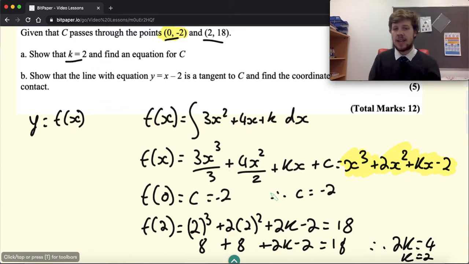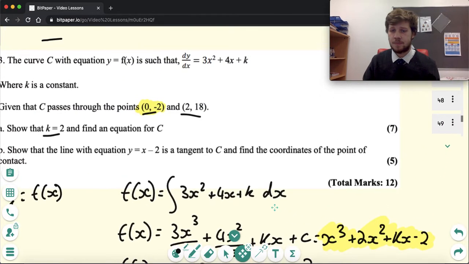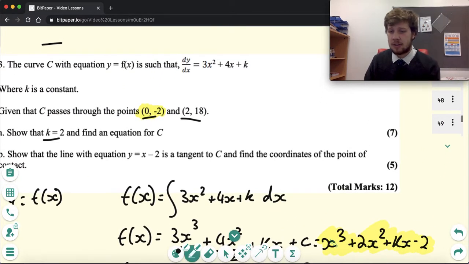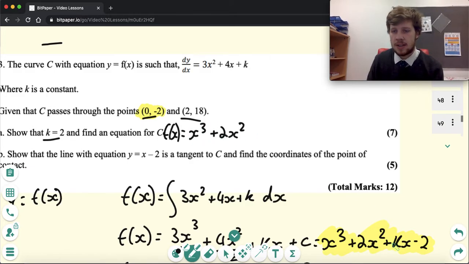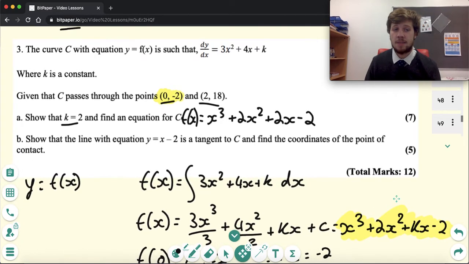I know I've got k equals 2, so the last thing to do is to actually just rewrite my equation. So I'm going to rewrite this equation from the highlighted section. So my f of x, or my curve C, is going to be x cubed plus 2x squared. Now my k is 2, so it's plus 2x, and then subtract 2, and that would be my equation, and that would be all 7 marks for part A.